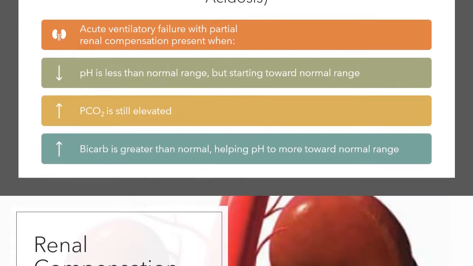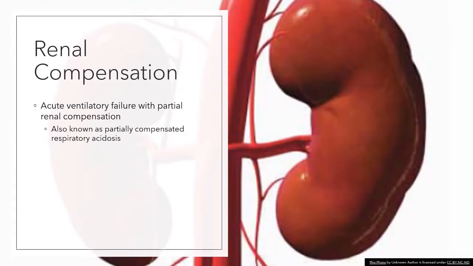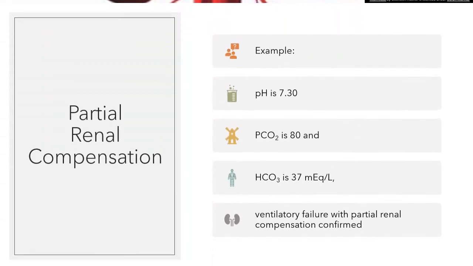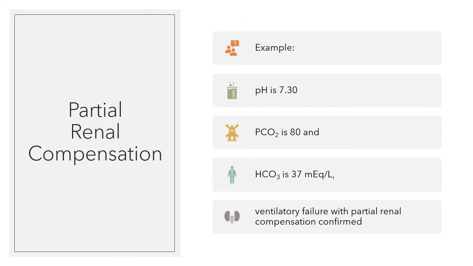What does this look like? Acute ventilatory failure with partial renal compensation, also called partially compensated respiratory acidosis, is present when the pH is below 7.35, the PCO2 is greater than 45, and the bicarb is higher than normal. This confirms ventilatory failure with partial renal compensation. However, when is it fully compensated?